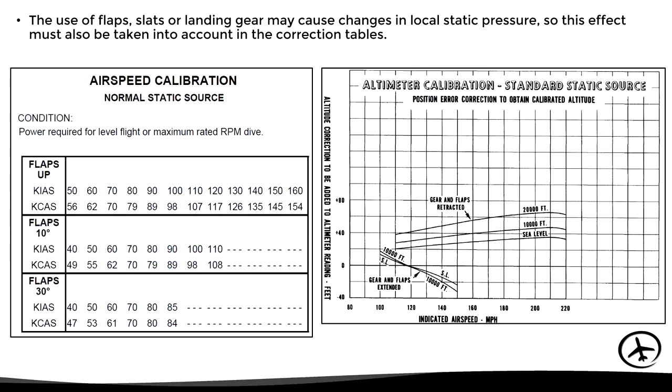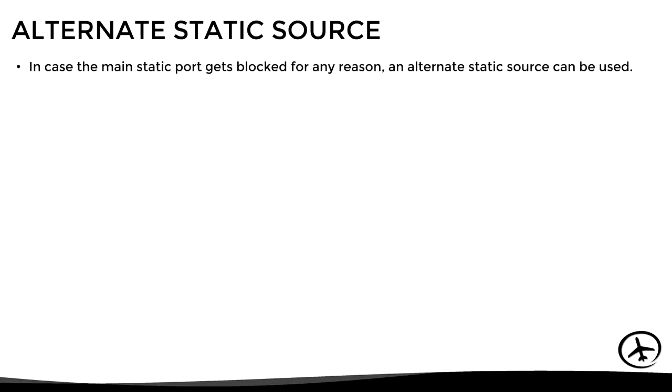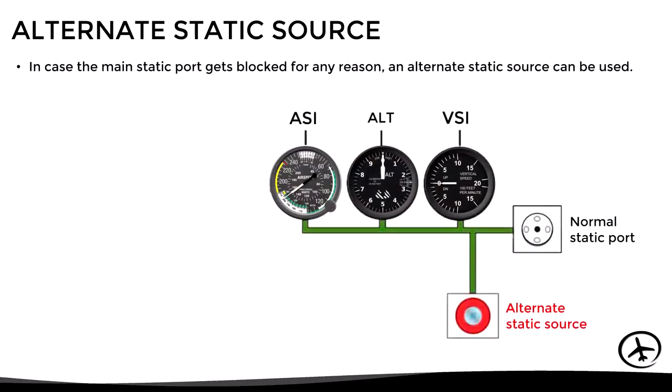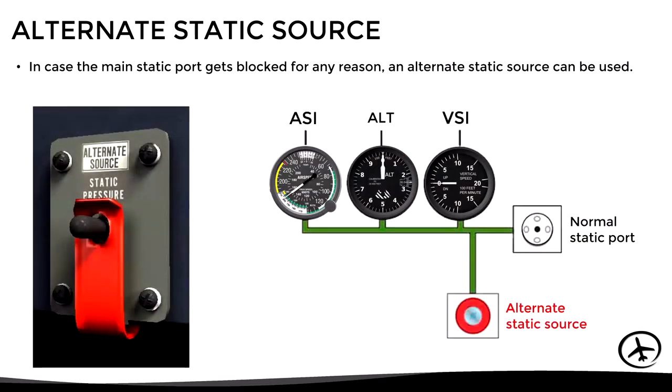Now, as we will remember, the pitot tube had a heating system that prevented it from being blocked by ice, so the question now is, what happens if the static port gets blocked? Well, for this case, we have an alternate static source, which is basically an additional static port that is connected to the system and can be activated by means of a switch in the cockpit. However, this alternate static port has a peculiarity, and it is that it is normally located inside the cabin to avoid a potential blockage due to external conditions. In principle, this is a pretty good design.